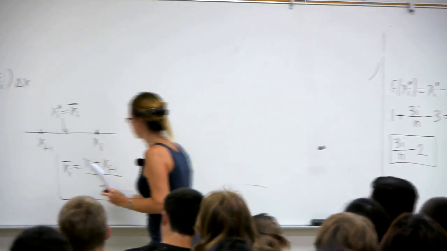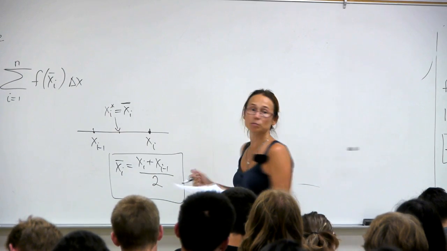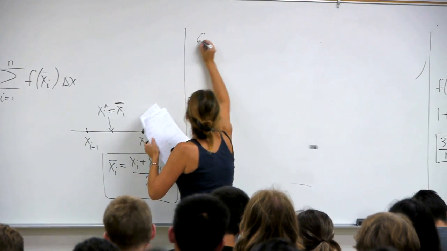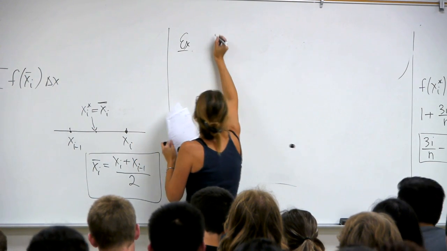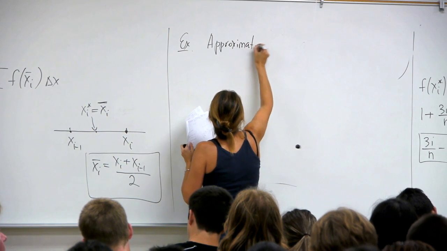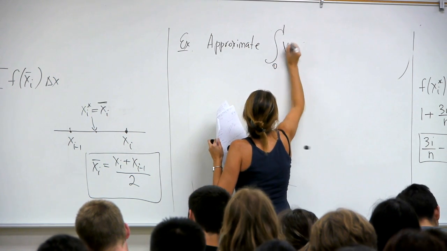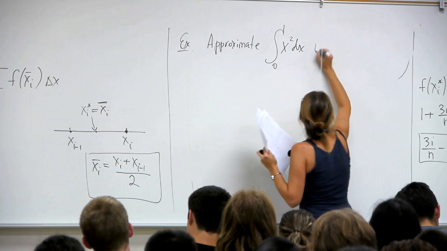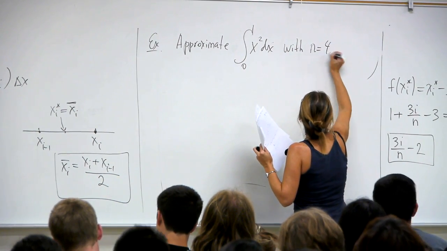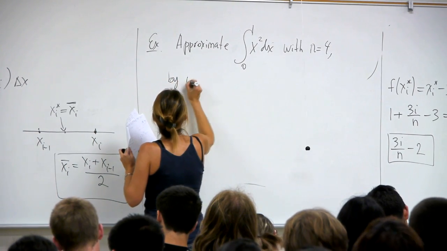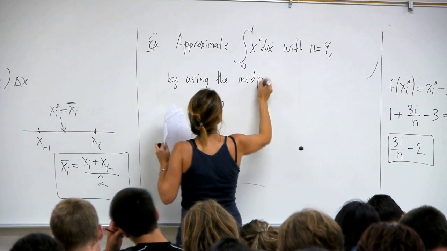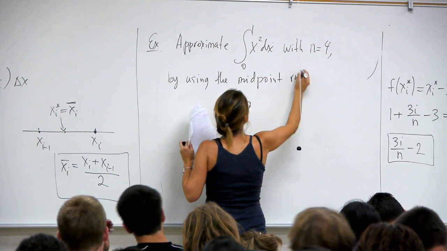So this is the midpoint. Let me give you an example of how we can apply this rule to approximate a particular integral. Approximate the integral from 0 to 1 of x squared dx with n equals 4 by using the midpoint rule.